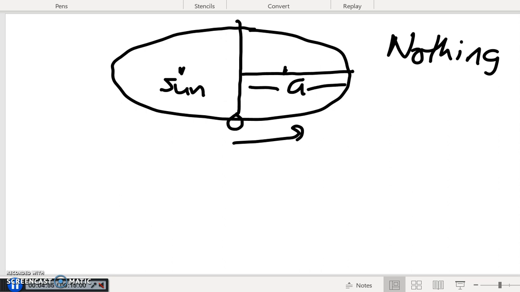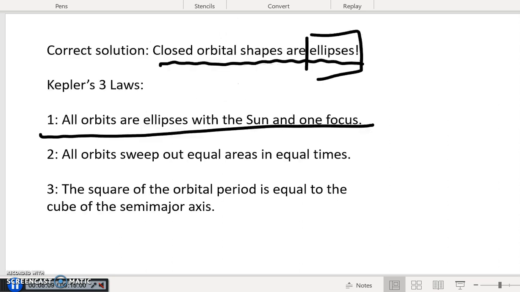Now, what about Kepler's second law? So this is the first law: the planet is going to stay on this ellipse, and the sun is at one focus. That's the first law. The second law: all orbits sweep out equal areas in equal times.